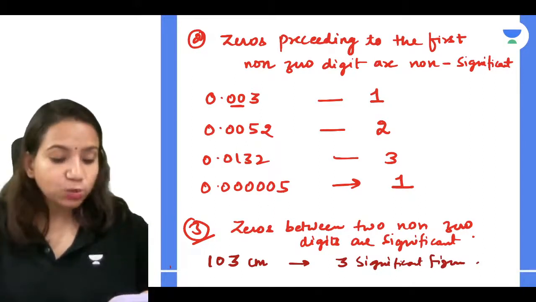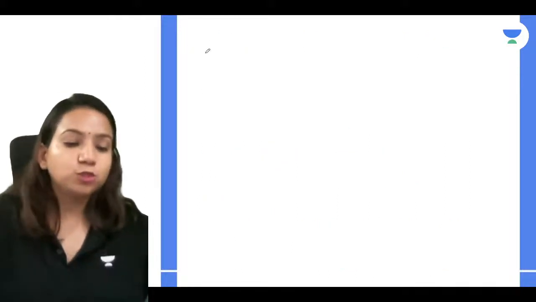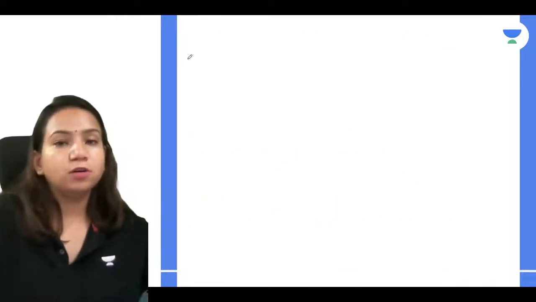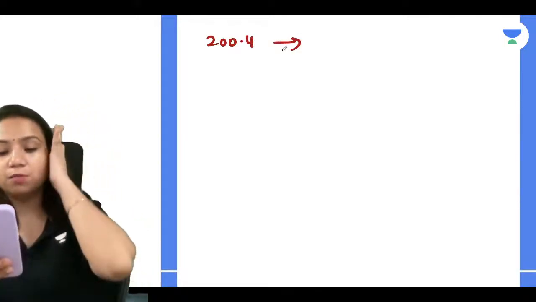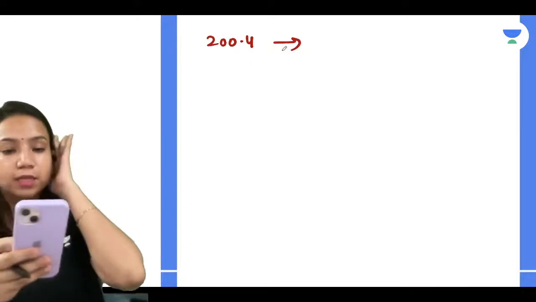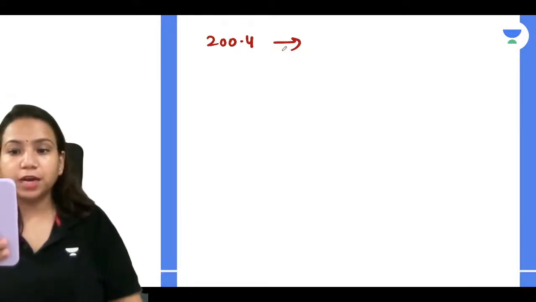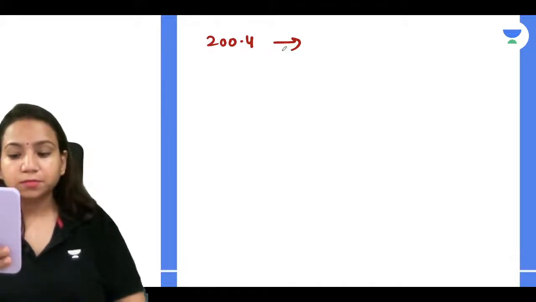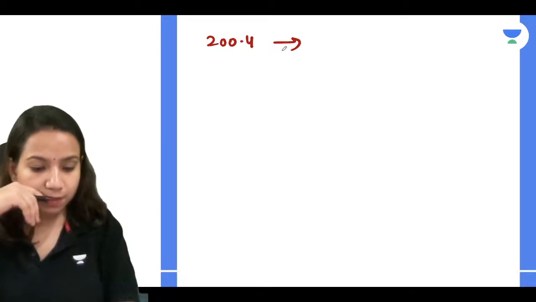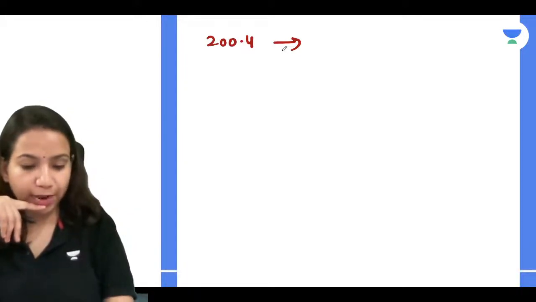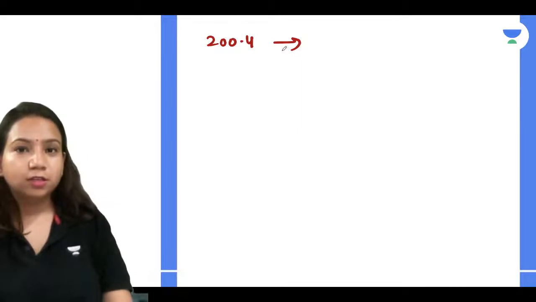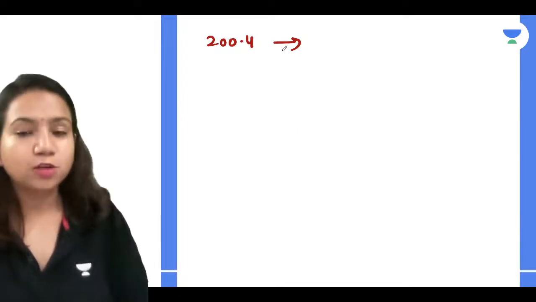Now if I talk about the next one, suppose you have 200.4. Tell me how many significant figures are there here? Akshay, Riddhima, everyone, Abhishek, Sangeeta. Tell me, guys, how many significant figures are here? I'm waiting for your reply. I'm looking for your messages. 200.4.